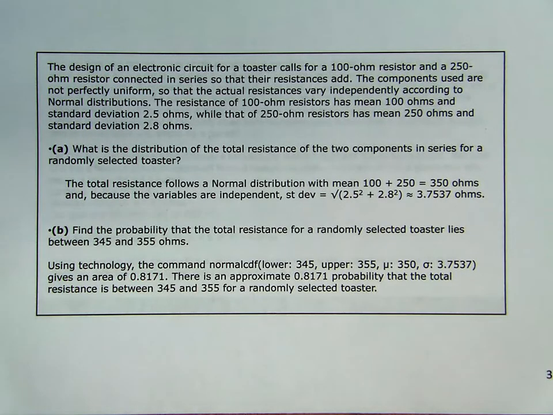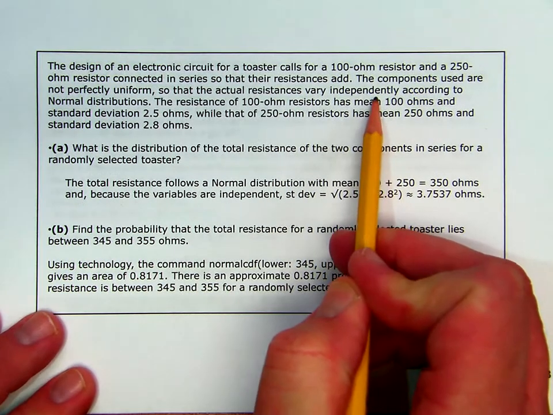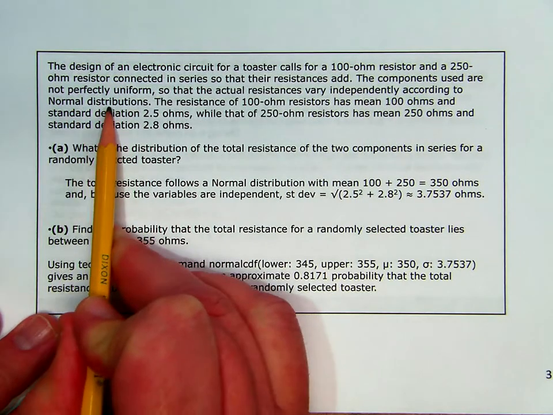All right, the design of an electric circuit for a toaster calls for a 100 ohm resistor and a 250 ohm resistor connected in series so that the resistances add. The components used are not perfectly uniform, so the actual resistances vary independently according to normal distributions. So there's our independence condition met. We know the distribution shapes.